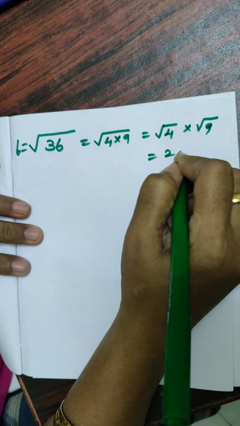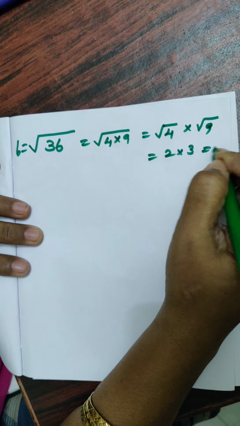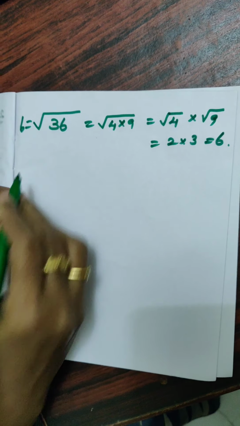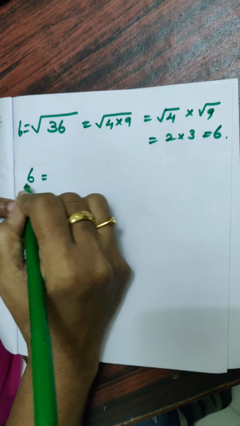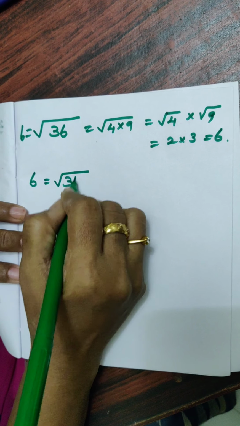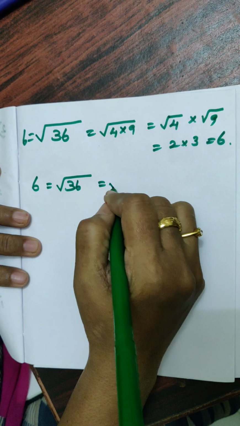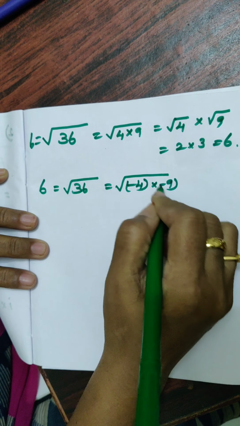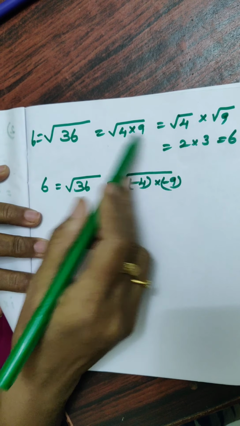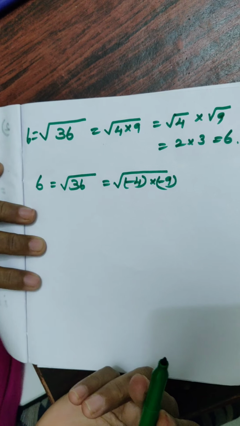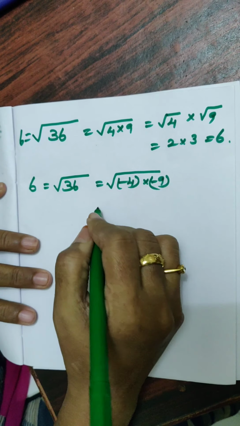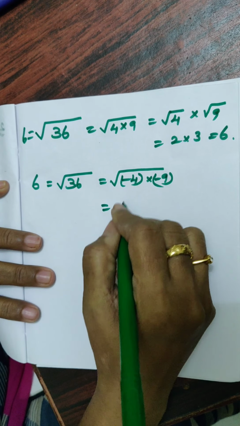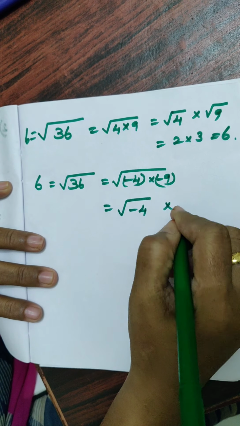So the answer is 2 into 3, 6. Suppose you may have doubt, as 6 can be written as root of 36, or this can be written as root of minus 4 into minus 9. Is it clear? Again here 36 is 4 into 9, here 36 is minus 4 into minus 9. Both are correct.